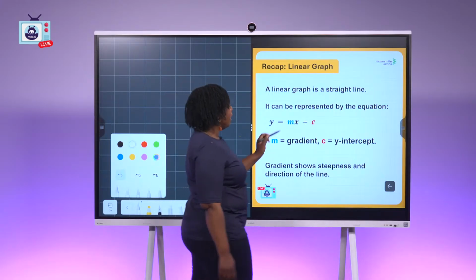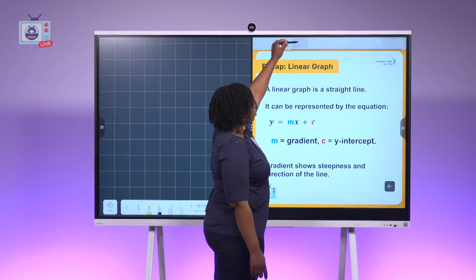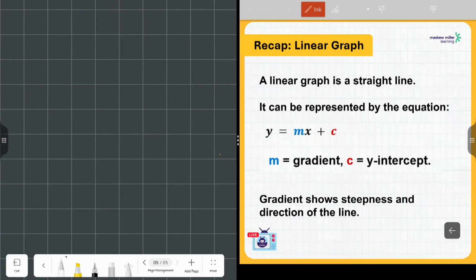Okay, so let's see. We are recapping, right? As we said, we had talked about our equation y equals mx plus c. So this is our equation of a straight line, right? Where we said m represents the gradient, and c represents the y-intercept. So that's how we get the gradient.